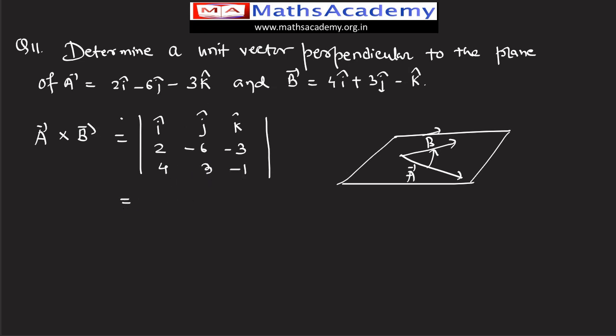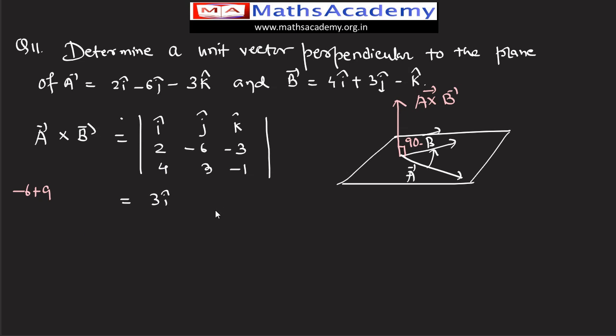So when we take the cross product of two vectors, this will be the cross product of the vectors A and B, and the direction of the vector is perpendicular to the plane containing both the vectors. This will be the vector A cross B. Now we are going to calculate this determinant. So minus 6 plus 9, that means 3. Here we have 3 i cap.